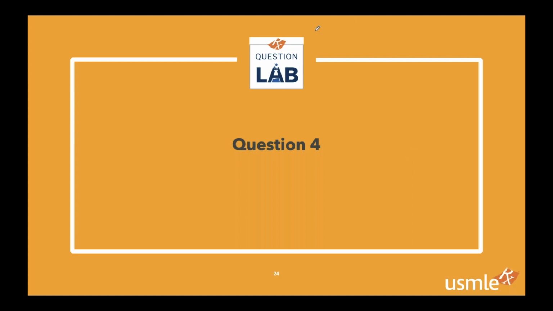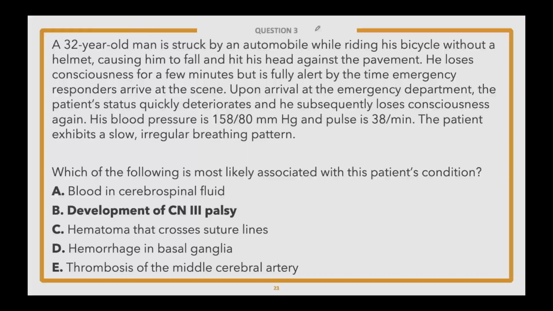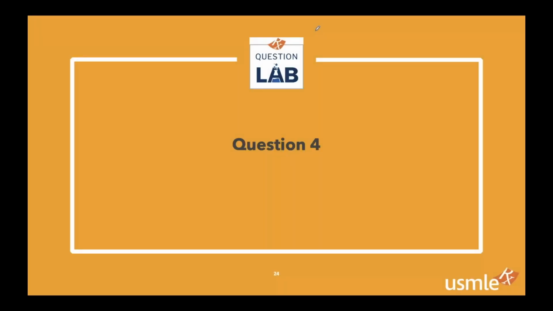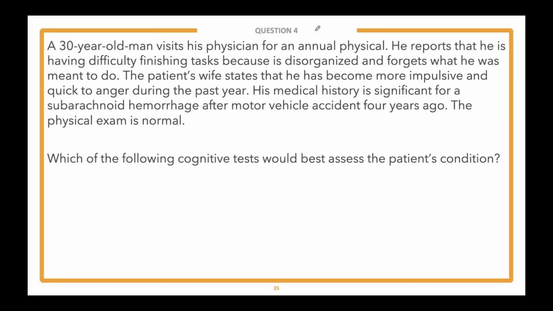Jeff, before you continue, I misspoke here. I stated C was a subdural. It's actually a subarachnoid. I misspoke there, but we went over the correct information in the chart, so hopefully it didn't confuse anybody. So my apologies for that. Sorry to interrupt you, Jeff. Please continue. No, it's good to get it right. Excellent. So, final question for the evening.